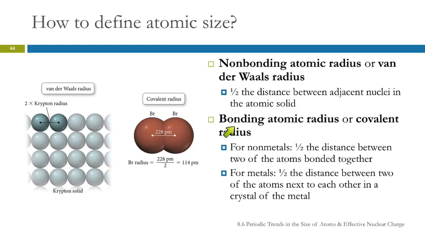You can also look at a bonding atomic radius, also known as a covalent radius. So here you're looking at two atoms that are covalently bonded together. And hopefully it makes some sense that when these are covalently bonded together, they're going to get pulled closer than if they were just next to each other in an atomic solid. So here we're looking at, again, the distance between the two nuclei and the radius of the atom being half that distance. But this is going to be smaller than a non-bonding atomic radius.